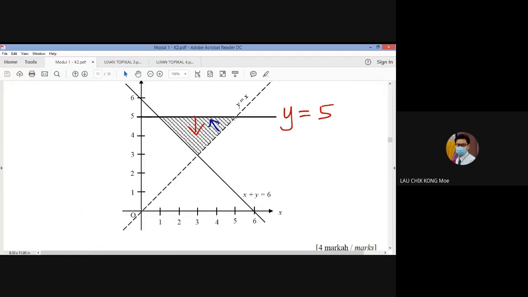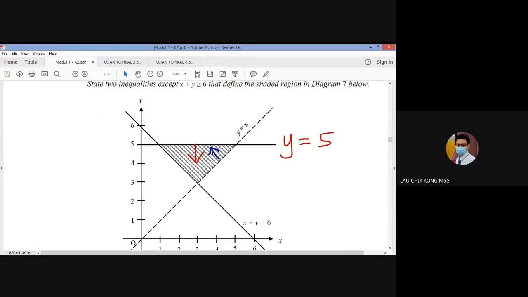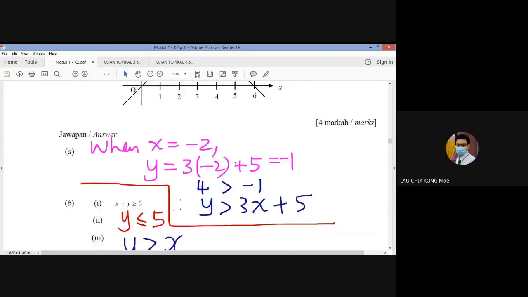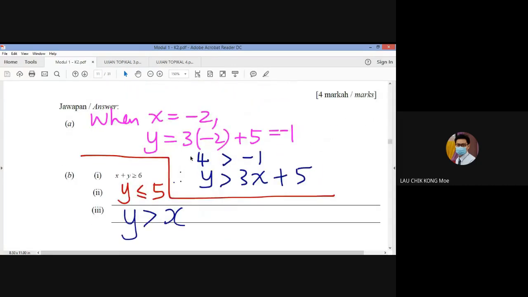And another one is the blue one. This is a dash line, y equals to x. The dash line is above, right? The shaded region is above. Above means greater than. So the answer is y greater than x. This one you are correct. So for 4 marks, you only get 1 mark.